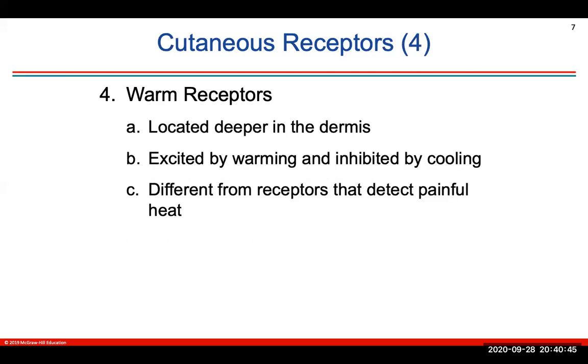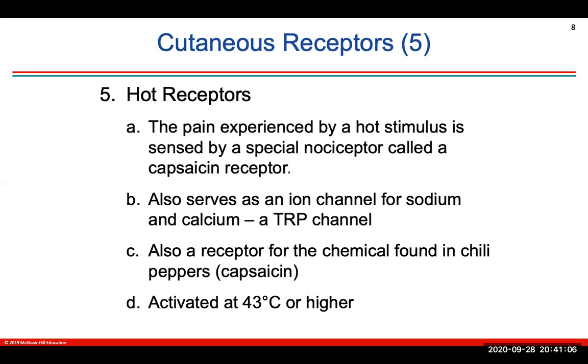Warm receptors are located deeper in the dermis. They're excited by warming and inhibited by cooling. And they are different from receptors that detect painful heat. So that's something to keep in mind, that receptors that detect just warmth are completely different from receptors that might detect a burn or something painful in heat.